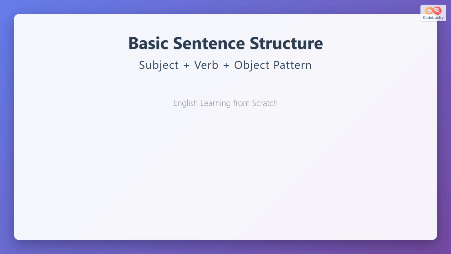Basic sentence structure follows a simple pattern of subject plus verb plus object. This is the most common way to build sentences in English. Every sentence needs these three main parts to make complete sense.